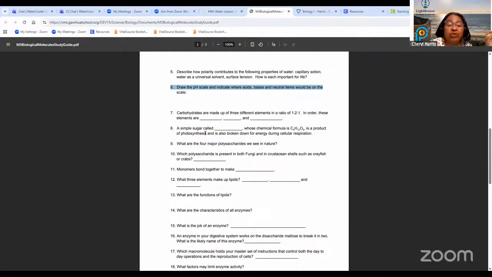A simple sugar called glucose. Glucose is what the plants make during photosynthesis. It has a formula of C6H12O6, and that gives you an example of our 1 to 2 to 1. For every 1 carbon, there are 2 hydrogens and 1 oxygen, okay? So if you broke this down to a ratio, this would still come down to our 1 to 2 to 1, alright?